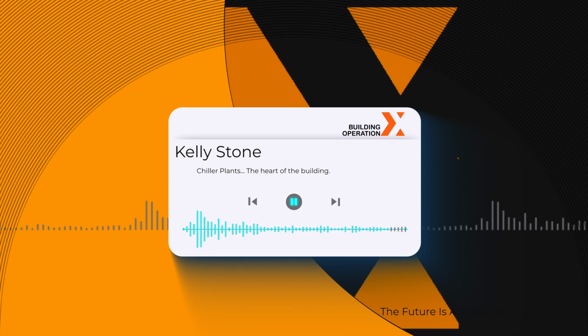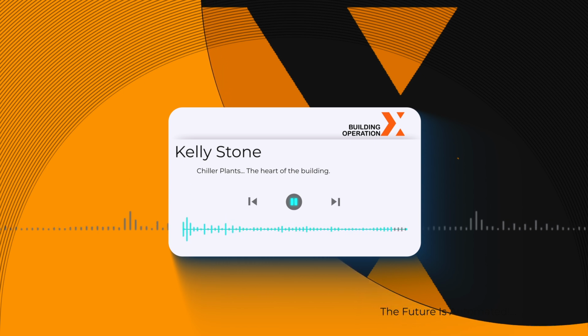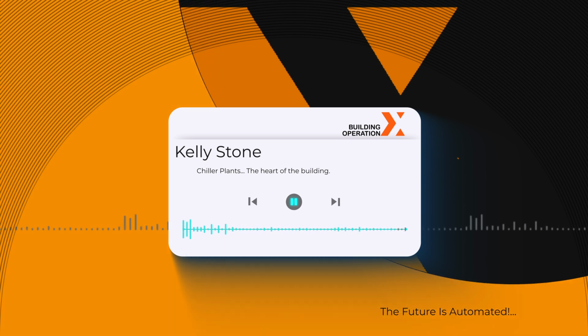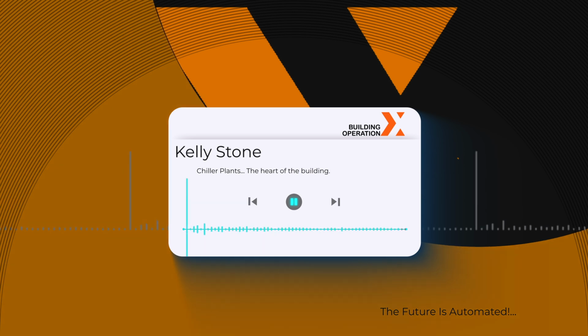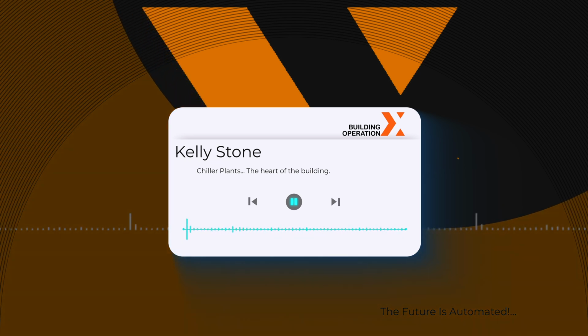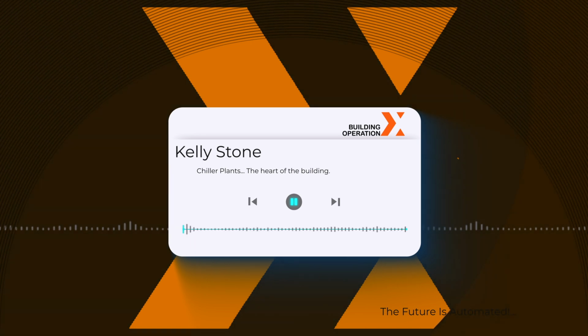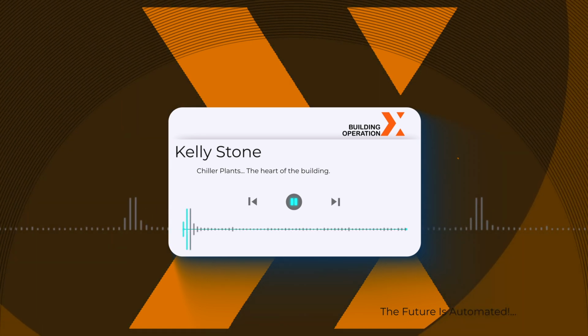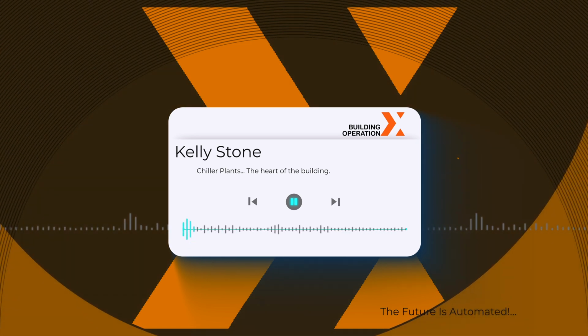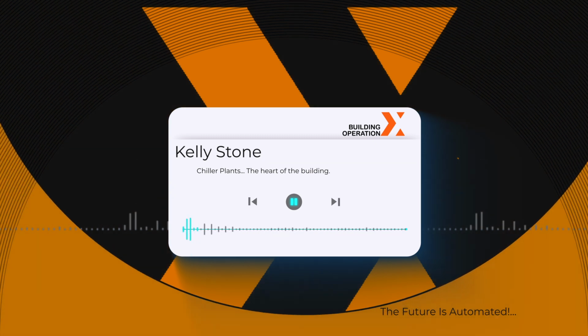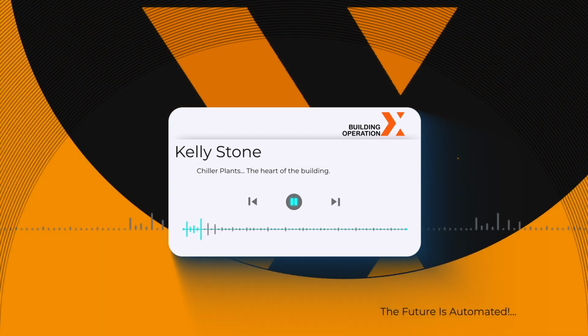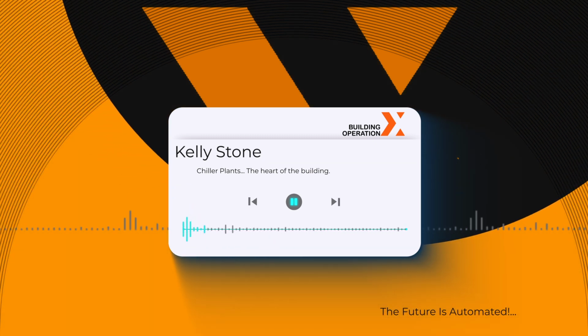Imagine a chiller plant as the heart of a building. It's constantly pumping chilled water through a network of pipes to keep everything cool and comfortable. That's kind of like how our circulatory system keeps us going. Right, like our bodies. Just like a healthy heart is crucial for our well-being, a well-optimized chiller plant is key to a building's energy performance.